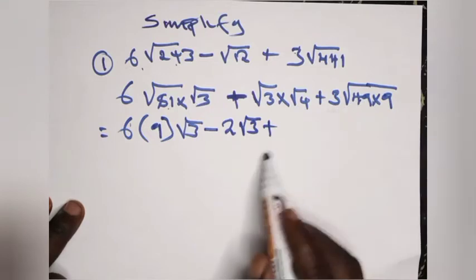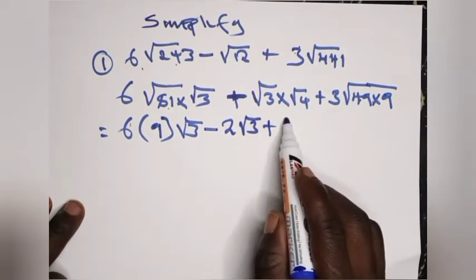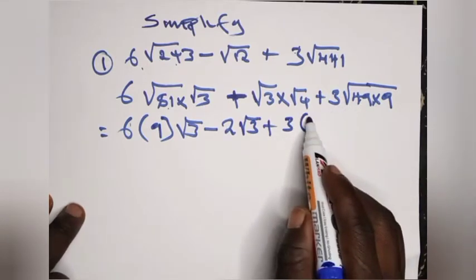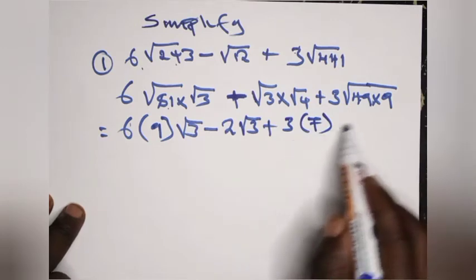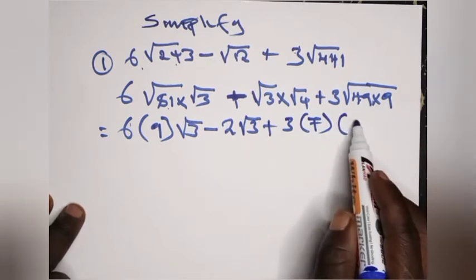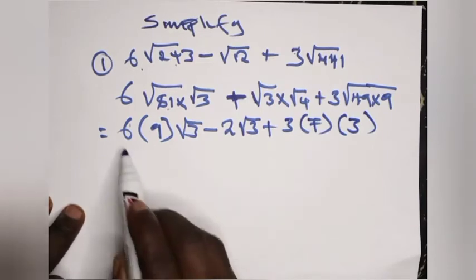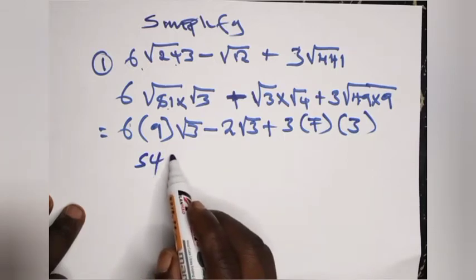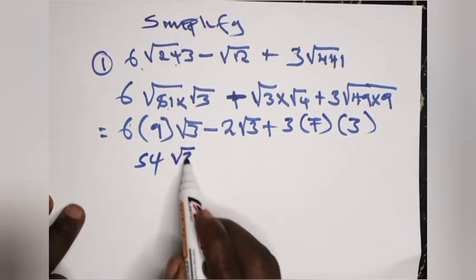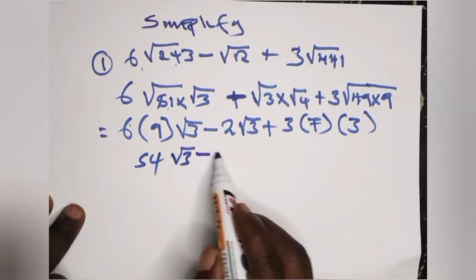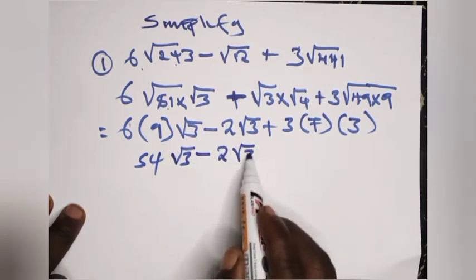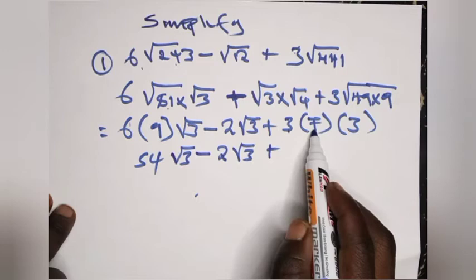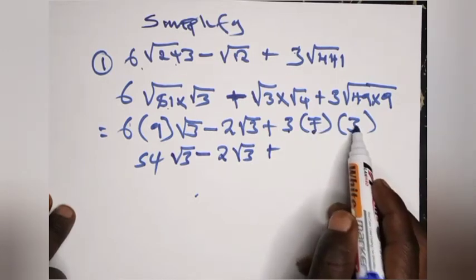Plus 3, open bracket, square root of 49 is 7, and square root of 9 is 3. Then let's multiply 6 times 9, which is 54 square root of 3, minus 2 square root of 3, plus 3 times 7, which is 21, times 3, which is 63.